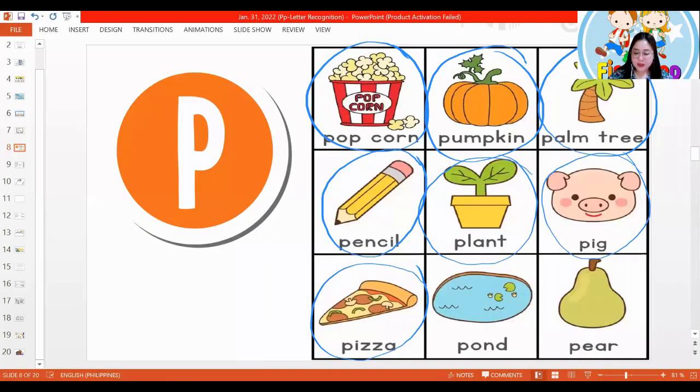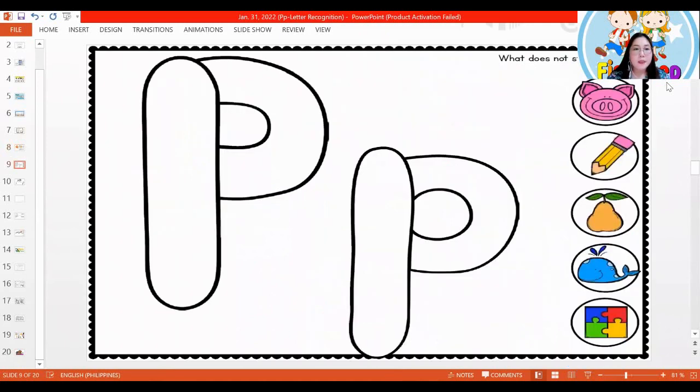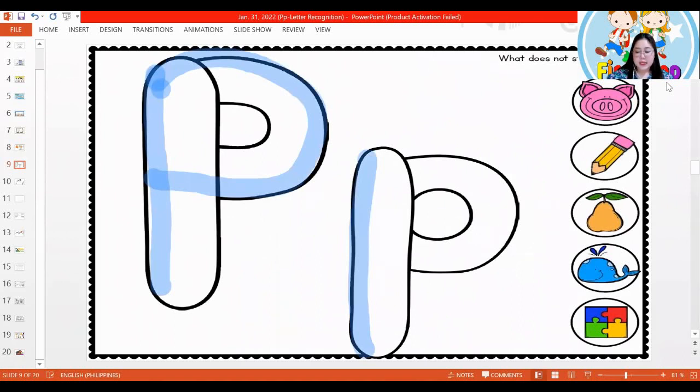Next one, this is where the frogs and the fish live, in the pond. And lastly, we have a fruit that starts with the letter P. It's a pear. Very good. So now that we already know what letter P and what picture starts with the letter P, let's get our Play-Doh mat. So here we have capital letter P, and we also have lowercase letter p.